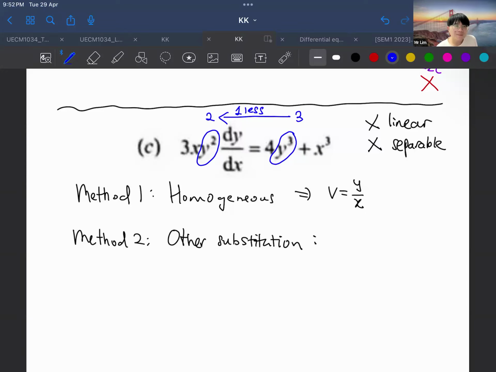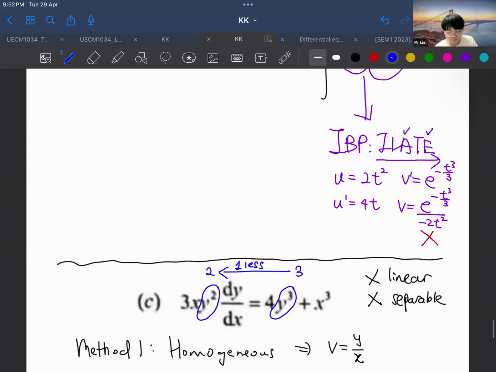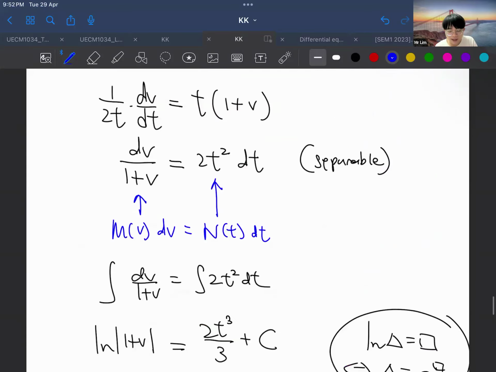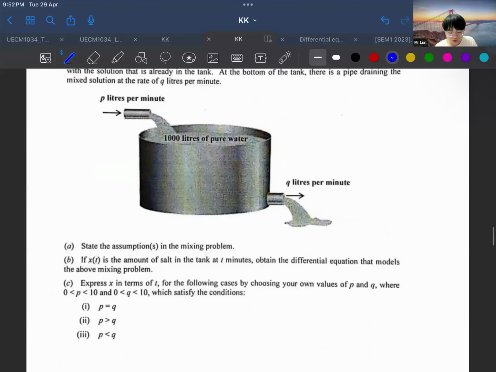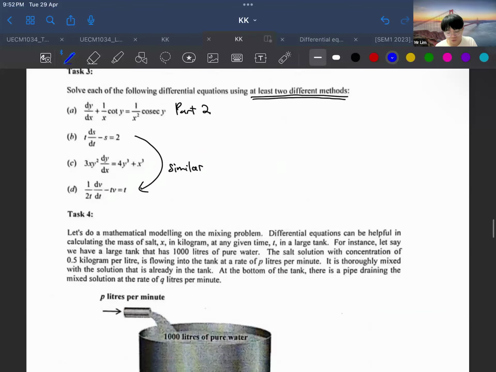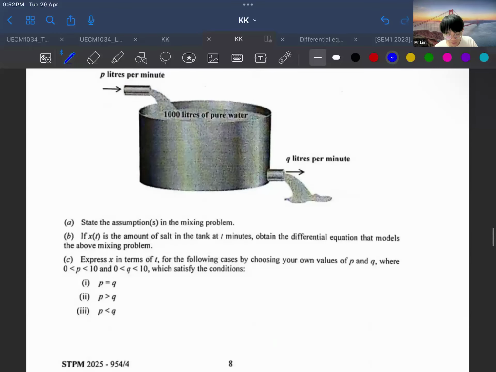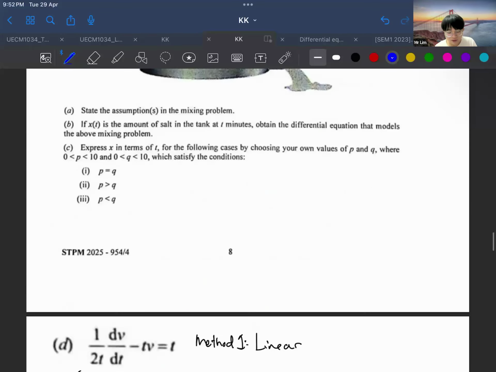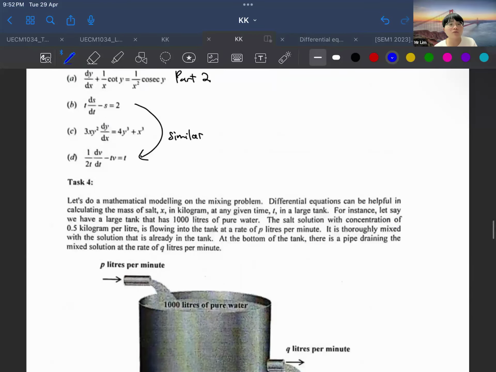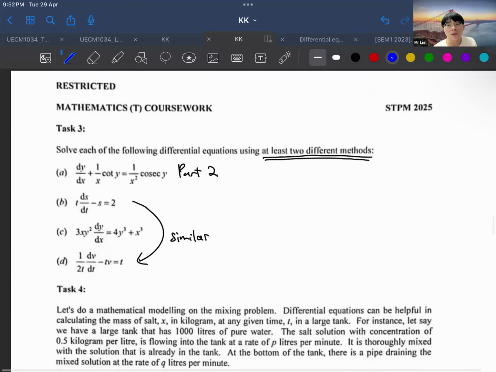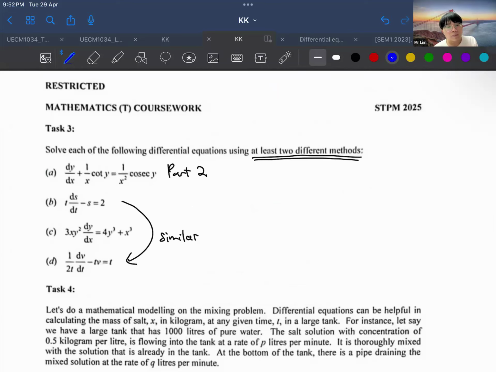Take a bit of a look at part A, but I'm not going to do it now. I will do part A in the next lesson, which is on part 2, and also task 4 in our part 2. Task 4 requires you to plot a graph, so probably we need some software, like Excel or something. This one we have to figure out, what are the 2 methods?